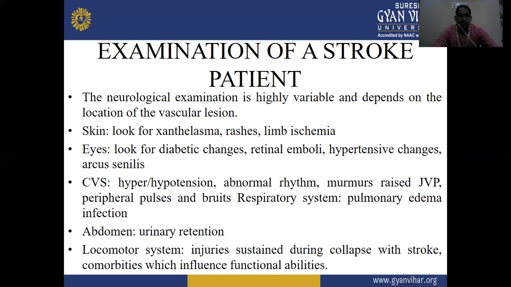And next are abdominal findings such as urinary retention, and the locomotor system. Look for injuries sustained during collapse with stroke, and comorbidities that influence functional abilities. The locomotor system is also known as the musculoskeletal system, made up of the skeleton, skeletal muscles, ligaments, tendons, joints, cartilage, and other connective tissues.